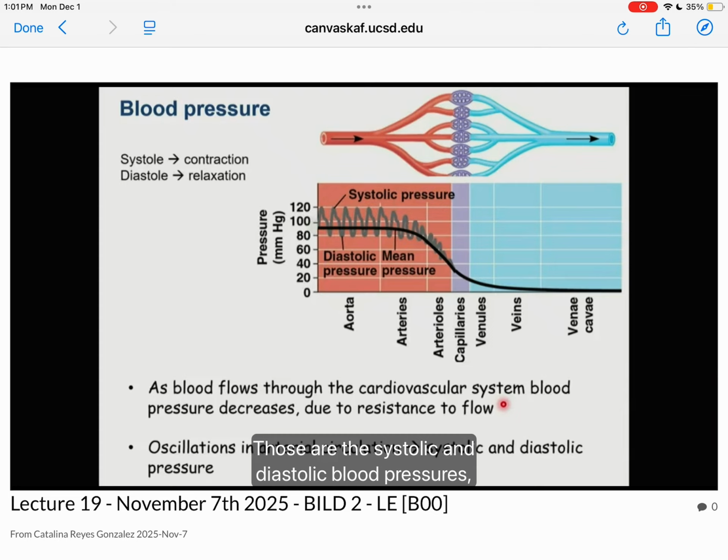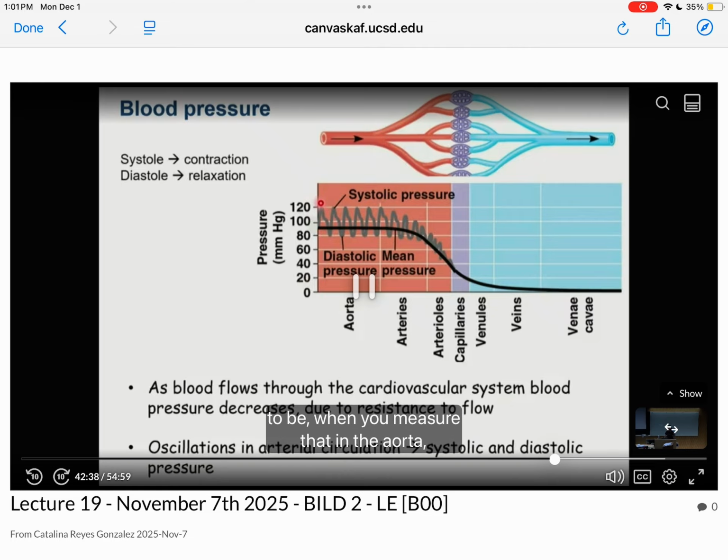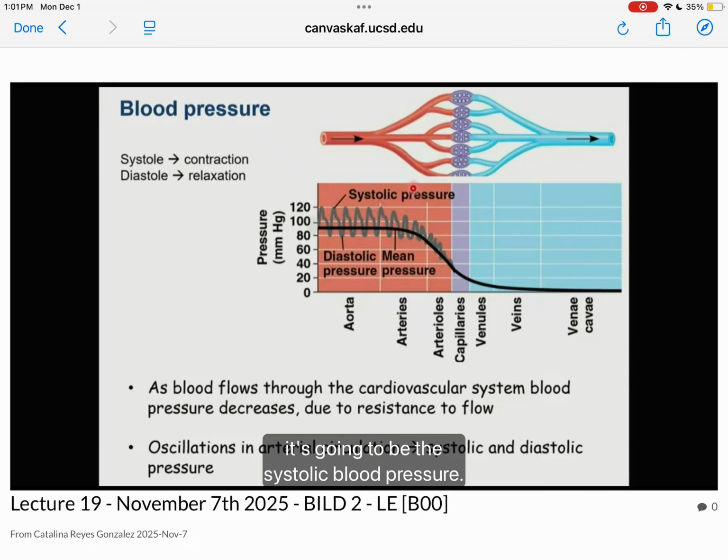Those are the systolic and diastolic blood pressures, right? And they're caused by ventricular systole and ventricular diastole. So when the ventricle contracts, we're going to forcefully push that blood, and you get that peak over here, which is going to be, when you measure that in the aorta, the systolic blood pressure. Okay? It's not the pressure generated by the ventricle, but it is the pressure of that volume of blood that arrived to the aorta forcefully, exerting a force against the walls of that aorta. So it's blood pressure. Okay? It's not ventricular contraction, but it happens due to ventricular contraction.